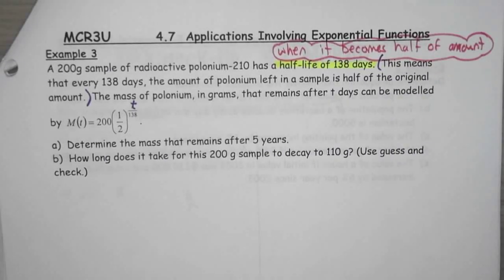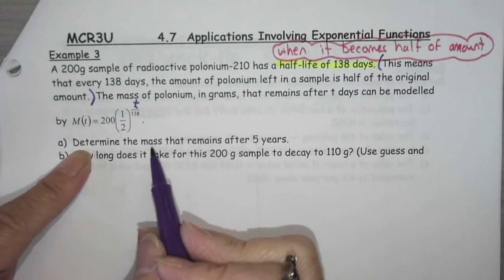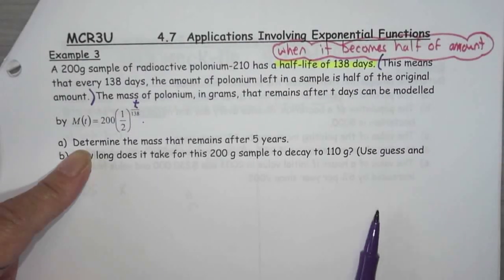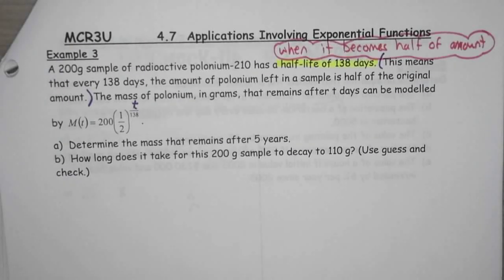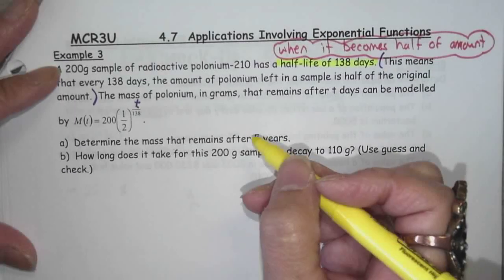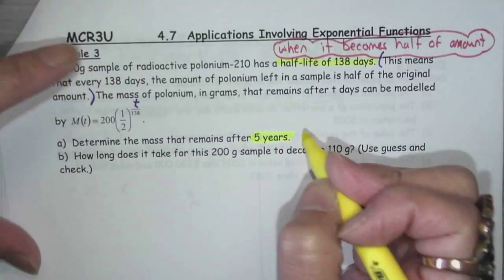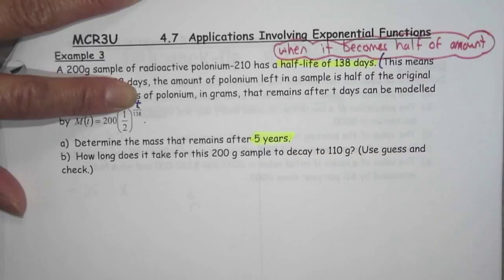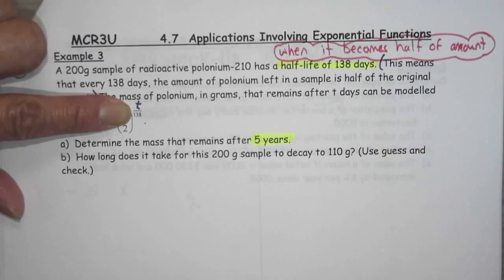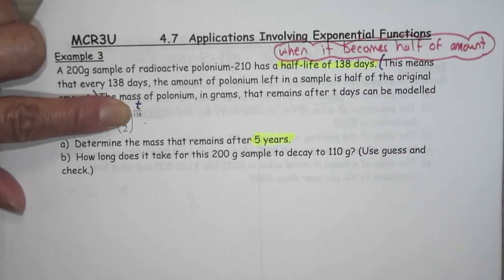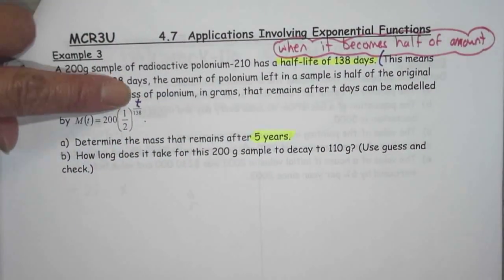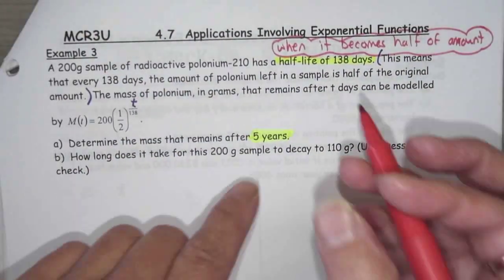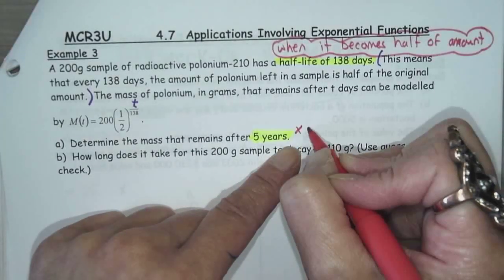All right. Then the next part says, determine the mass that remains after 5 years. What's the first thing you notice about this? 5 years. Are you going to put 5 up here? No. Why? The half-life is 138 days and this is 5 years. I can't use 5 here. I need to convert this to days. So times how many days in a year?